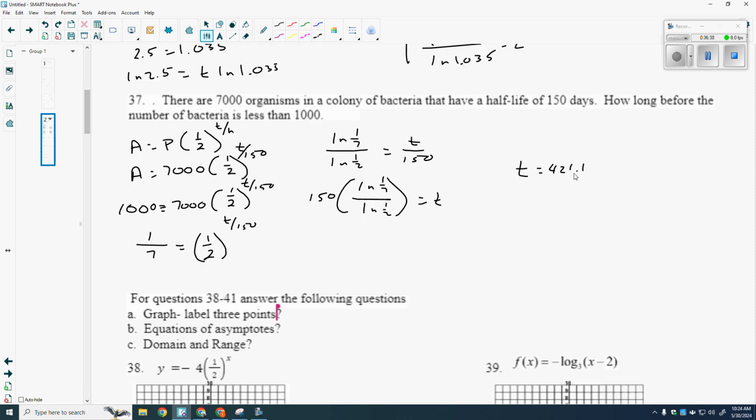0.1. So if we think about what's happening, with half-life this thing's coming down like this. So if this is 1,000 and it happens at 421, etc. days, then anything greater than that is when the population will be less than 1,000. You could say it drops below for the first time after 421 days. Okay, so t needs to be greater than 421.1, etc. Sorry, not equal to, because it says less than.